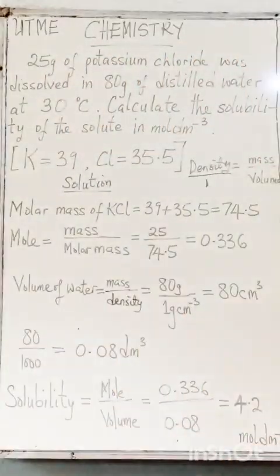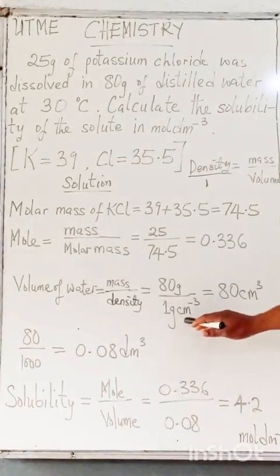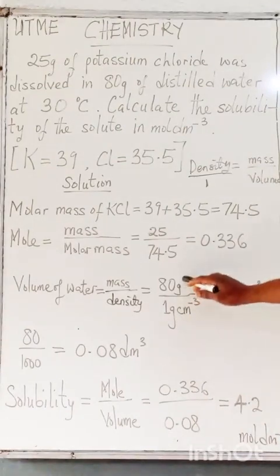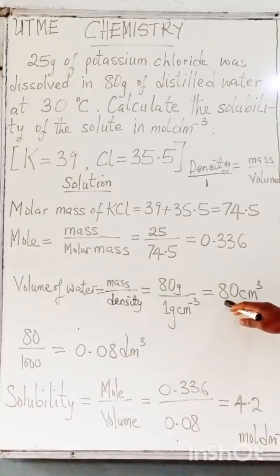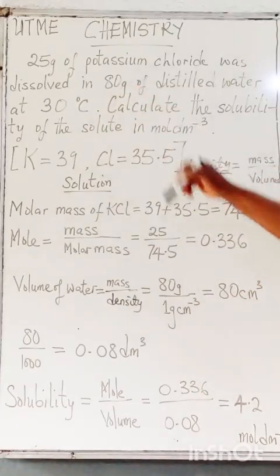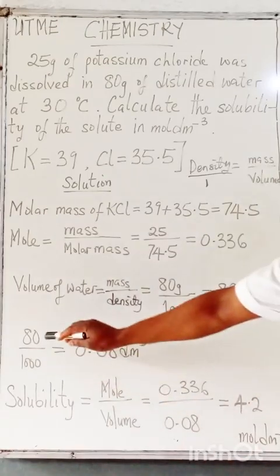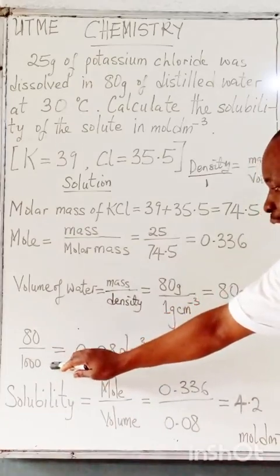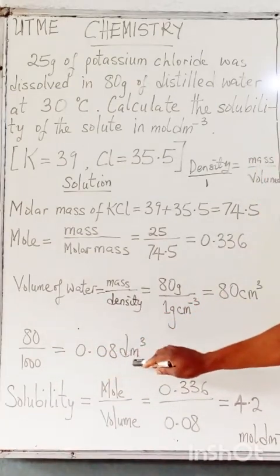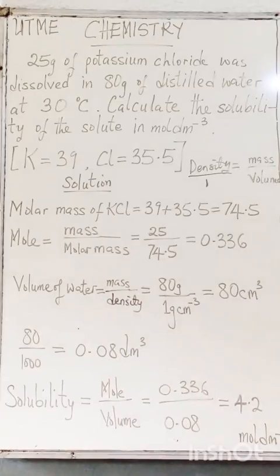That's why I'm putting this 1 gram per cm cubed here to divide the 80 grams, and that brings us down to 80 cm cubed as the volume of these 80 grams of distilled water given to us. Is that clear to you? But the water, that is the solvent, we are not going to use it in cm cubed. We are going to use it in decimeter cubed. So what do we do? We divide 80 by 1000, and that gives us 0.08 decimeter cubed of the solvent, which is the water. Is that clear to you?